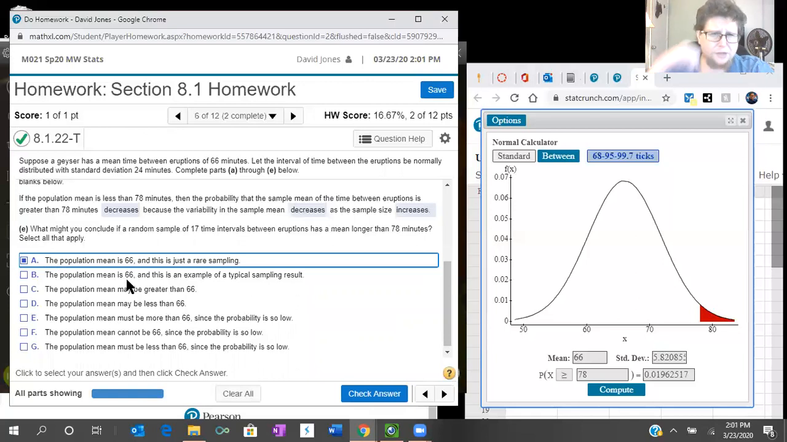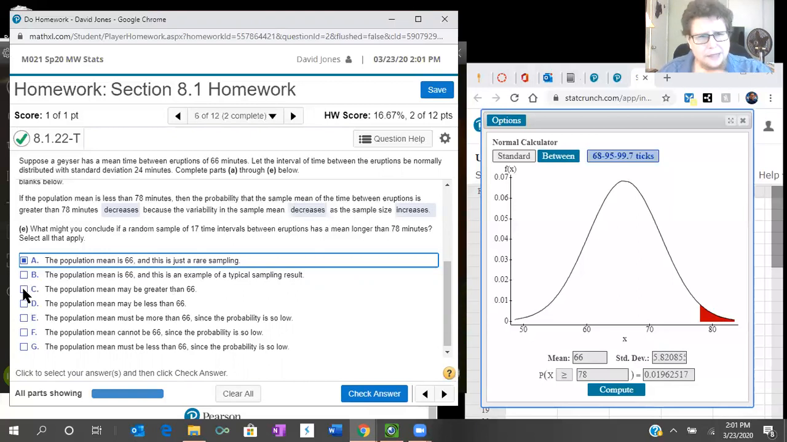The population mean is 66, and this is an example of a typical sampling result. Well, if it were typical, it should be near the mean, right? And we're a long ways away from the mean. It says the probability is 0.019, which means it's less than 0.05. It's an unusual event. It doesn't happen often. It's only going to happen 2% of the time, which means it's not typical. So B's out.